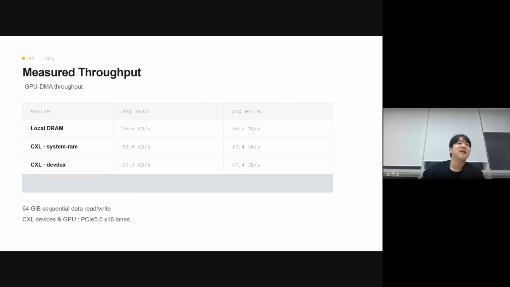So how does CXL memory have similar properties to DRAM? This is the GPU DMA throughput. This was tested with the GPU and CXL devices both on PCIe Gen 5 x16. DRAM gives about 56 gigabytes per second, and CXL memory gives around 52, and both are close to the PCIe limit. Theoretically the PCIe limit here is maybe 60, so it is almost at the limit. So from the GPU's point of view, CXL is almost the same as DRAM in terms of throughput.